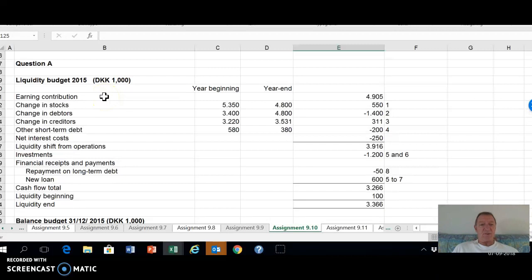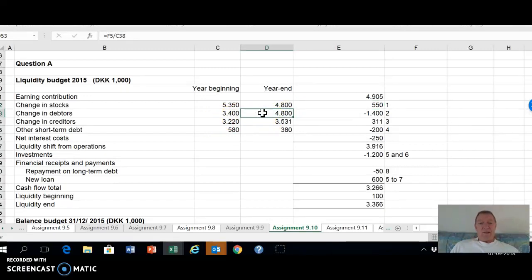It doesn't exist outside Denmark, so I prefer to call it profit before depreciation, but it doesn't matter. We take this from the income statement. We calculate here the stocks, sales of costs divided by the ratio, stock ratio. And then we have beginning stock, we have year-end stock, and because it decreases, we have a plus on our liquidity.